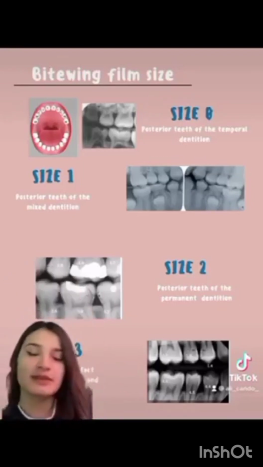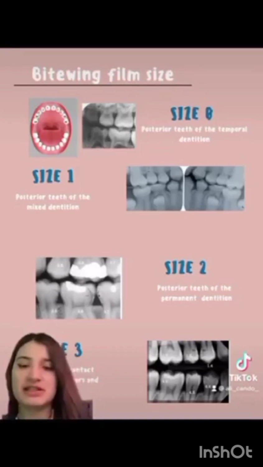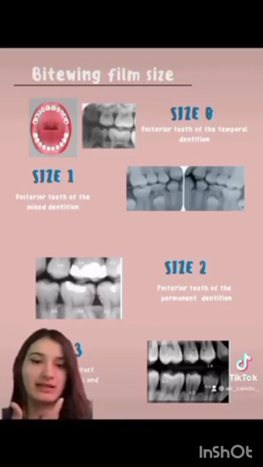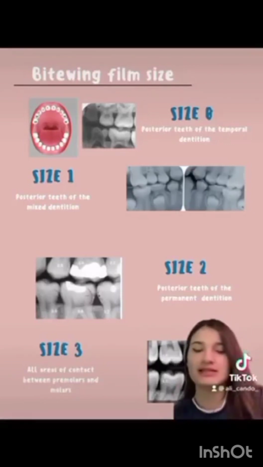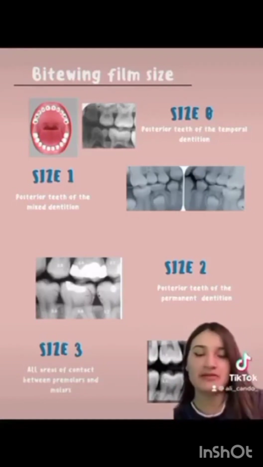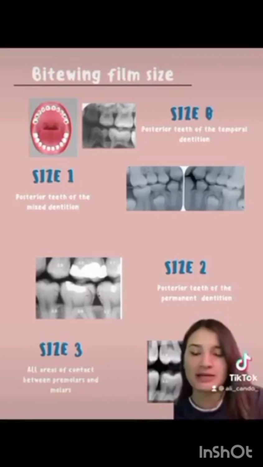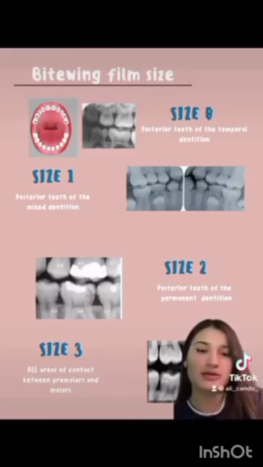Size 2 is used to examine the posterior teeth of the permanent dentition, and the film can be placed horizontally or vertically. The last is size 3, which serves to examine all the areas of contact between premolars or molars, however it is not recommended since it does not adequately show areas of the bone crest.